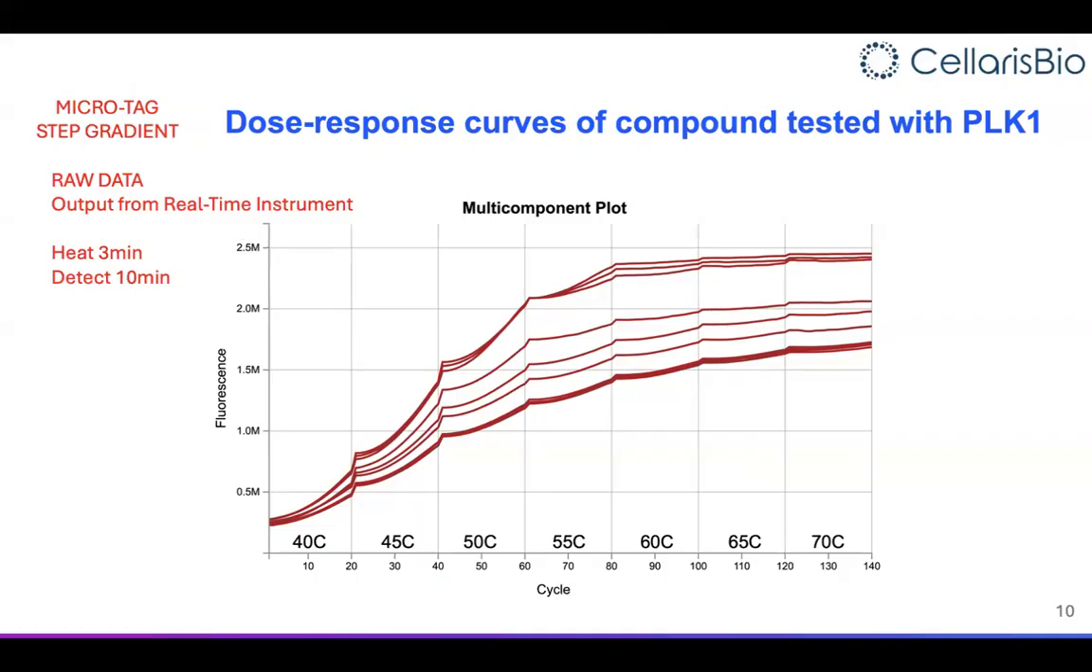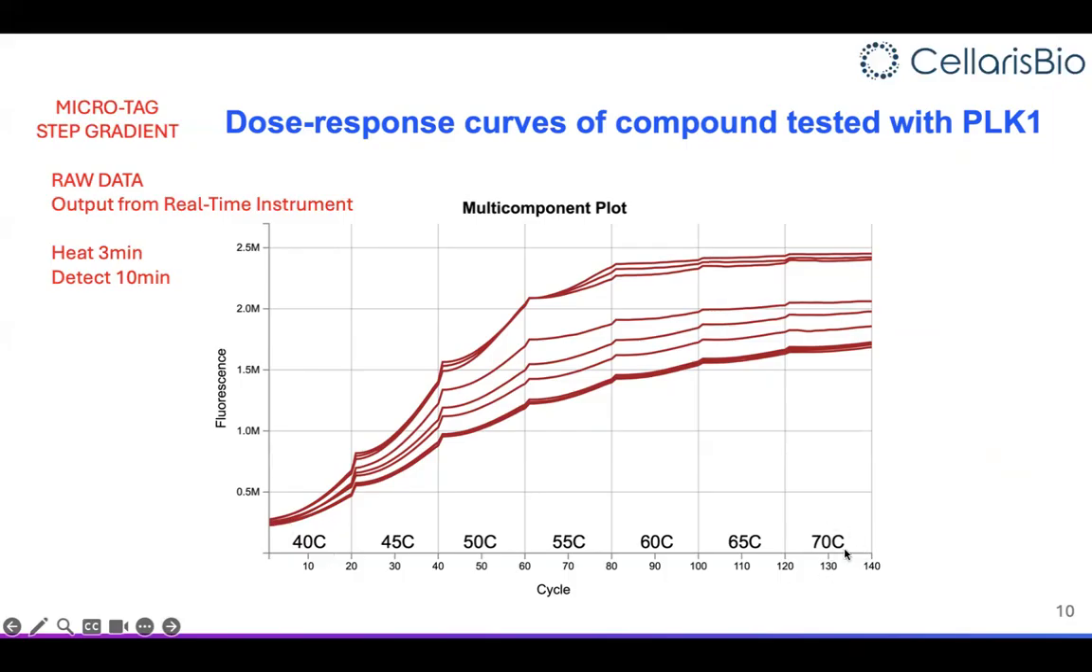And what you're looking at is the raw data output from the real-time instrument. And this is typically what it will look like. And in this case, it was a heat event for 3 minutes, followed by a detection for 10 minutes, starting from 40 degrees up to about 70 degrees.